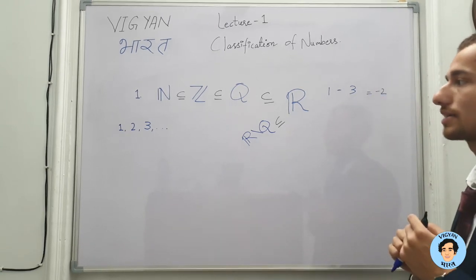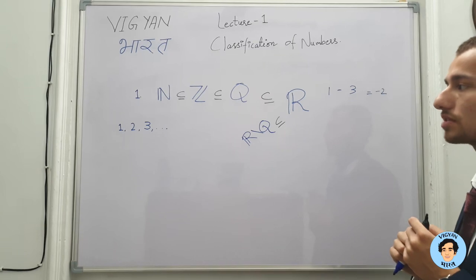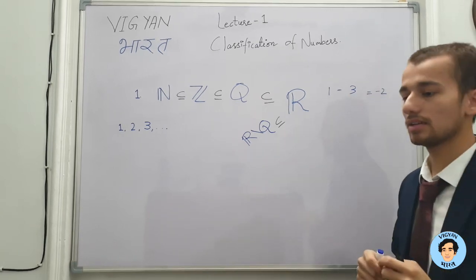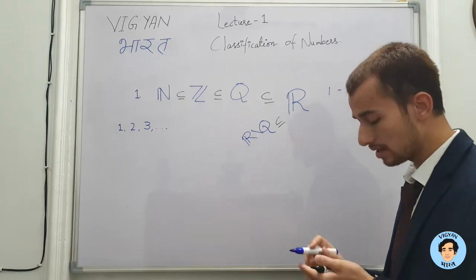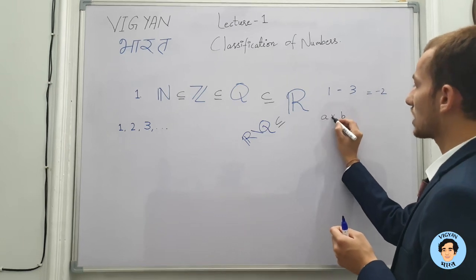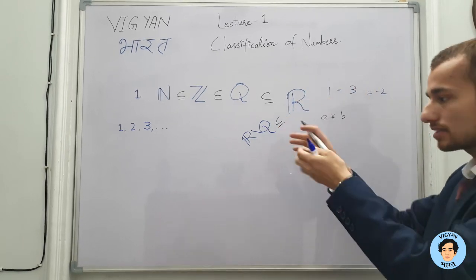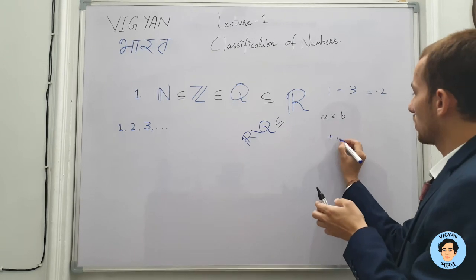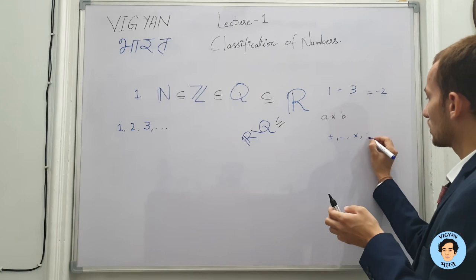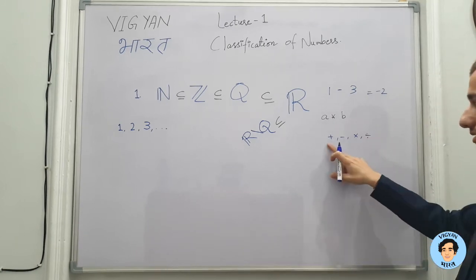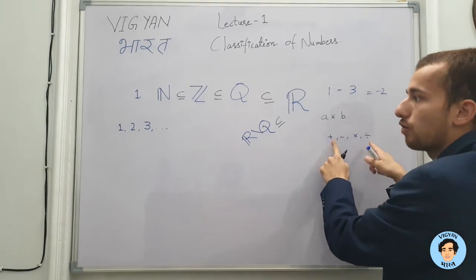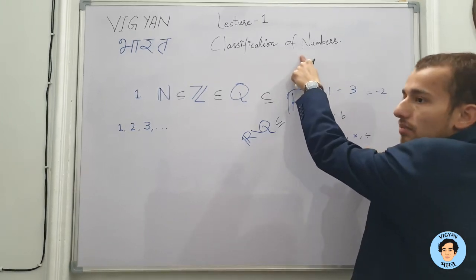If you can recall, the closure property was that if we take any 2 numbers in an abstract manner, suppose A and B are 2 numbers, and you apply a star between them, where star is some binary operation, and in our case it can be plus, minus, multiplication and division. In our case, I am restricting this binary operation to these four because our focus for today's class is this classification of numbers.